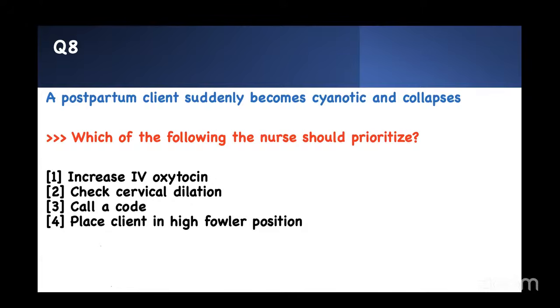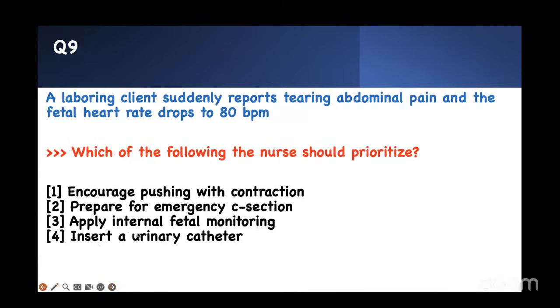That's all. Giving mommy Pitocin is not going to help her. Checking for cervical dilation for somebody who has collapsed is not going to help them. Placing the client in a high Fowler position, when the patient has collapsed and is cyanotic, is not going to help. You should call a code. The next one is number 9.